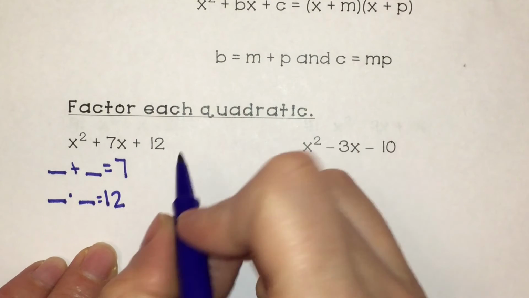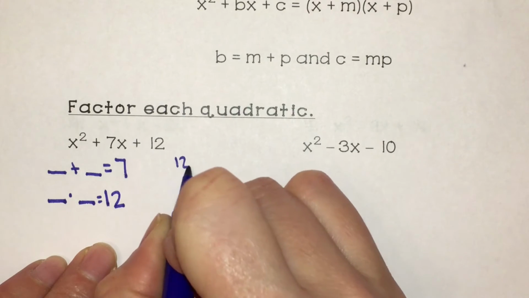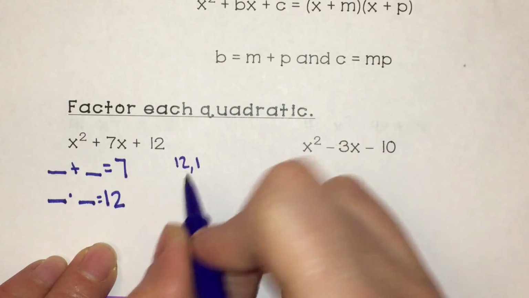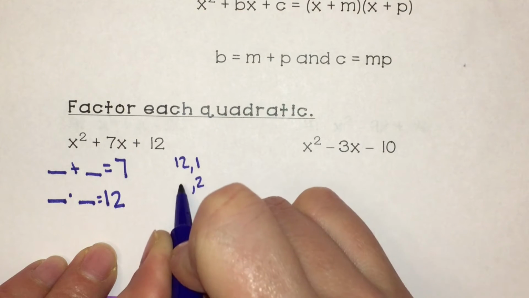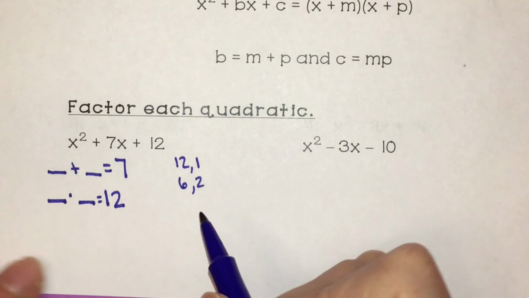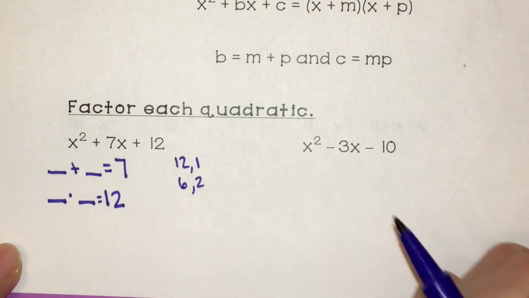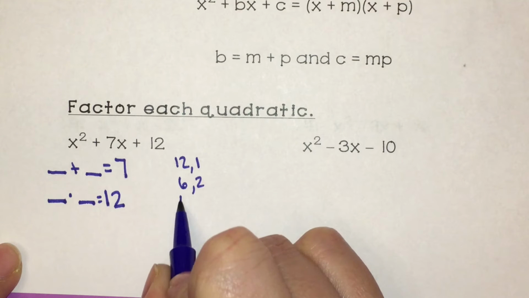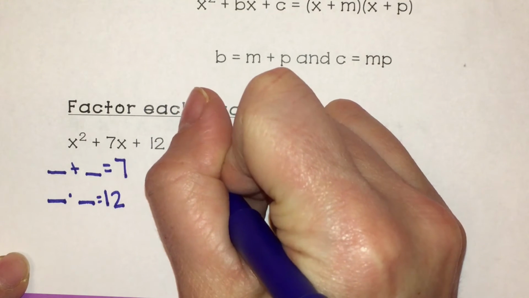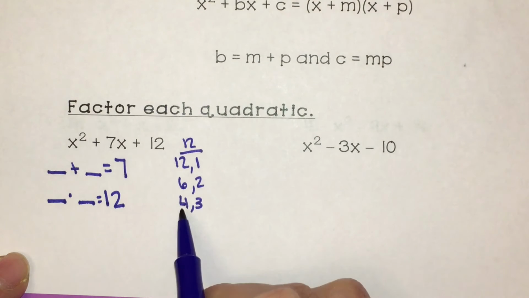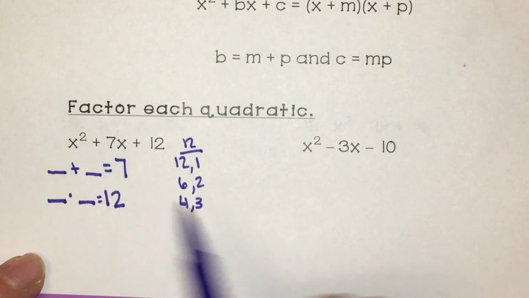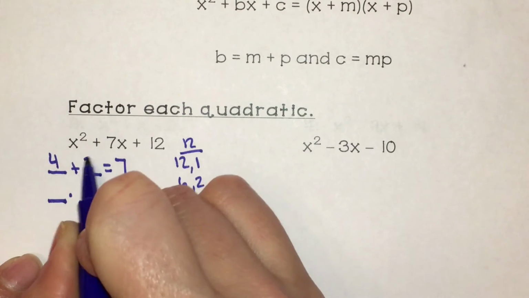So I'm just going to write some of my factors. We know 12 times 1 is 12, but 12 plus 1 is not 7. So then I'm going to say 6 times 2 is 12, but 6 plus 2 is not 7. I know that 4 times 3 is 12. So these are all the factors of 12. I'm just breaking it down. 4 times 3 is 12. Oh, this one, 4 plus 3 gives me 7. It doesn't matter which one goes in front.